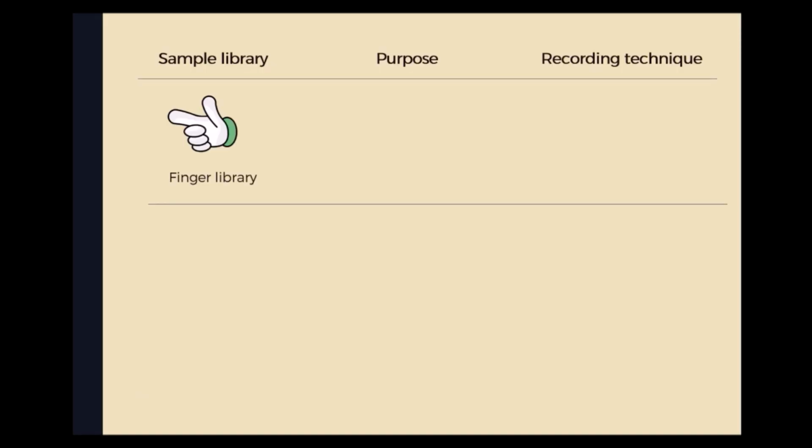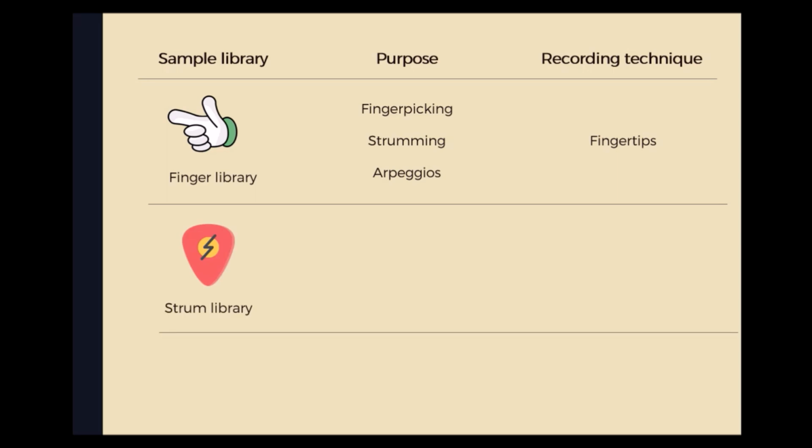First, we have the finger library, which is made to emulate finger picking, strumming, or arpeggios. And how did they record that sample library? Well, they just used their fingertips. Secondly, we have the strum library, which is made to emulate strumming. That is to say, a song that is played with a pick, but a tiny one. Ample Sound says that it recorded the strum library of the Martin and the Taylor guitars with a 0.71 pick, which is a tiny one.